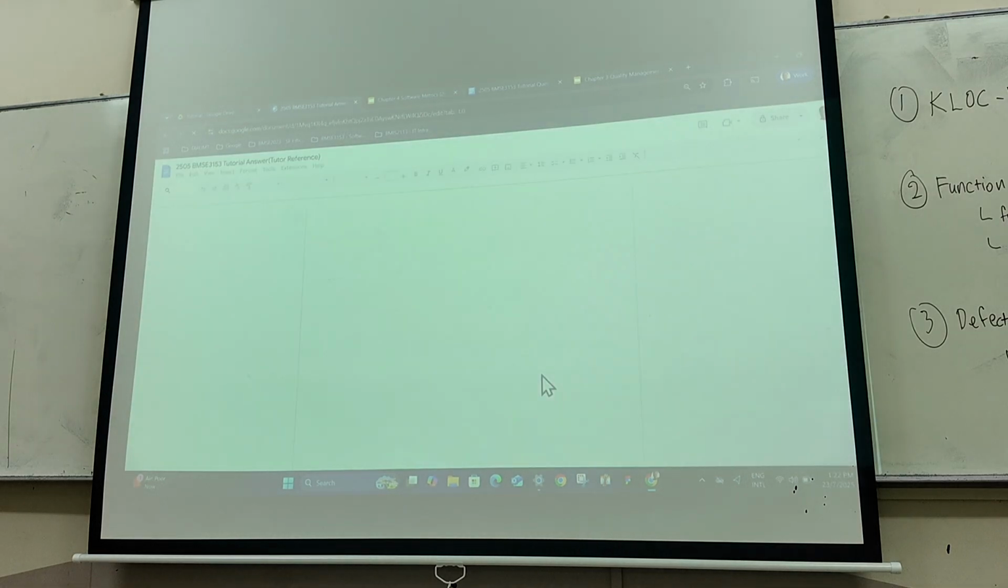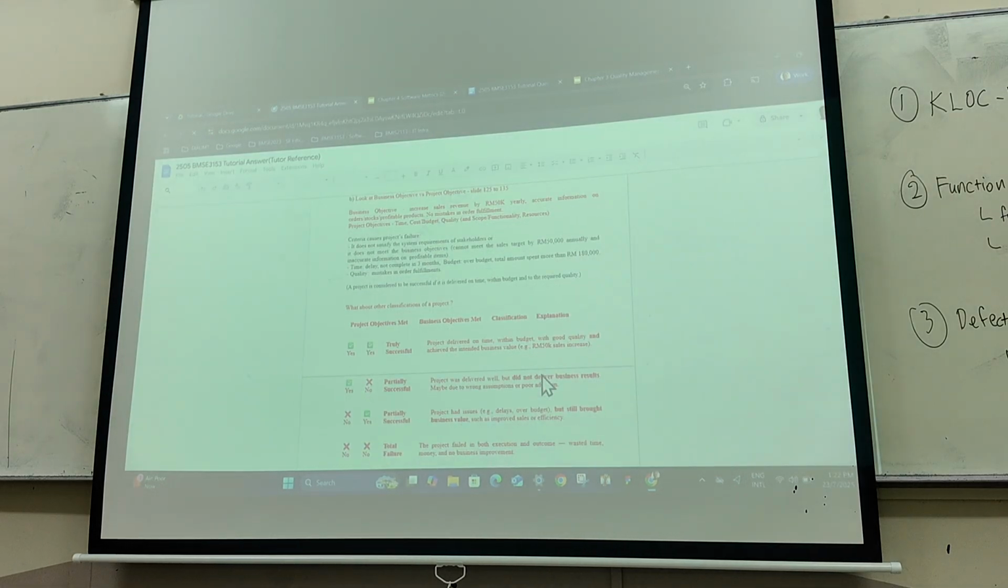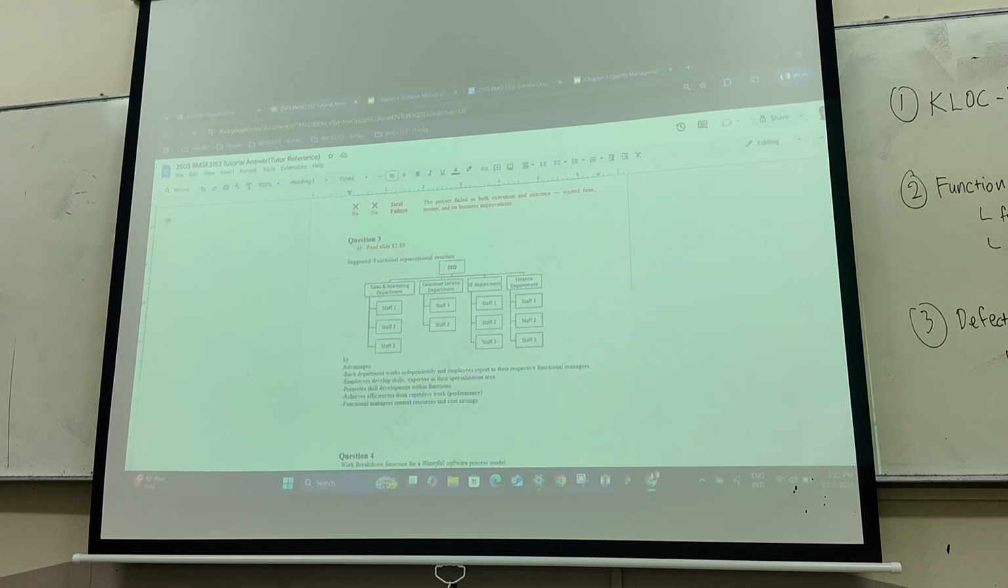So the metric you refer to what? The metric itself. This is for quality. Yeah, for quality metrics.